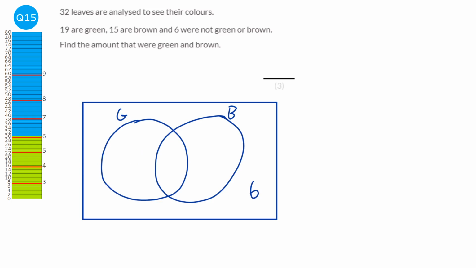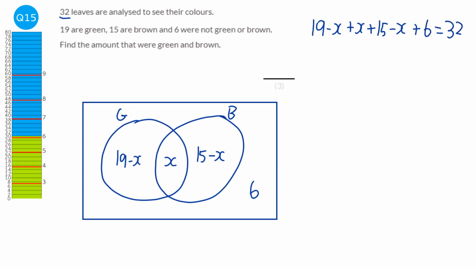We're told that 19 are green, but we don't know which, either they're in here or a bit of both. So what we can do is we can label the center X, and we can say that there are 19 take away X just green, because they could have been both green and brown. And for the brown we can do the same, so it'd be 15 minus X. And for the next step, we know that all of them together add up to 32, because it says in the question. So we're going to add all of these, the 19 minus X, the 15 minus X, and the 6 together, and we know that equals 32.